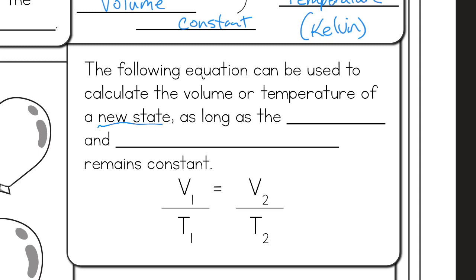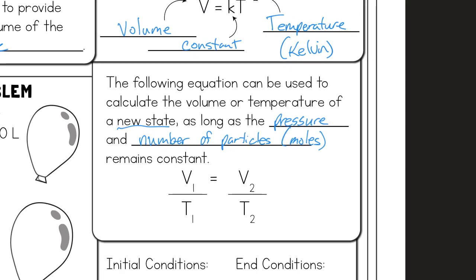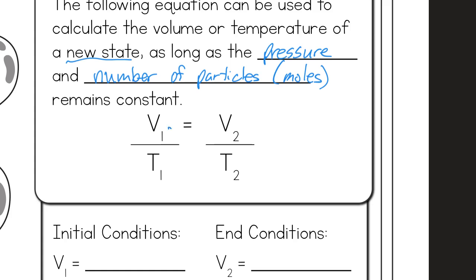As long as the pressure and the number of particles, otherwise known as moles, is constant. So just like we did with the other gas law problem, in order to solve this, I'm going to have to cross multiply and then isolate my variable.